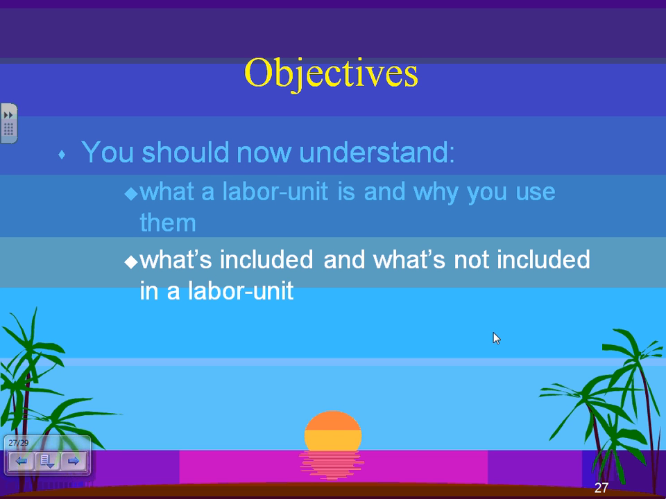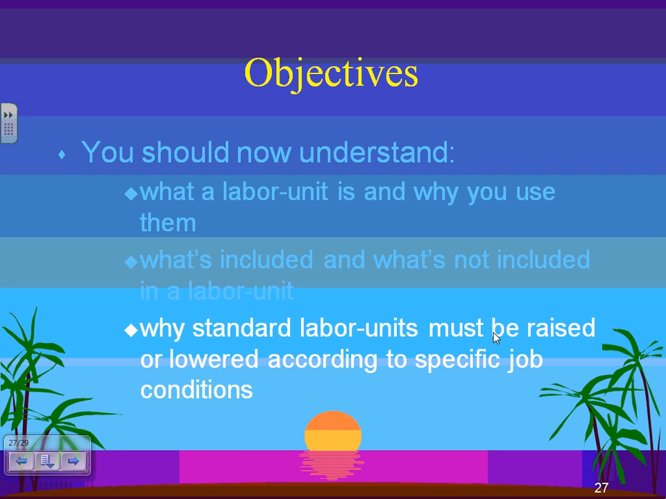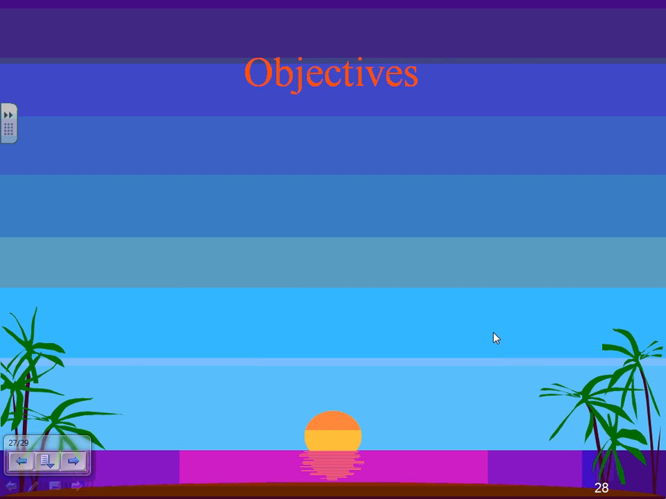What's included and what's not included in the labor unit? We listed the six things that are included, from installation, supervision, laying out and handling the material, and cleaning, and so forth. And what's not included, like busting walls and holes and so forth. A standard labor unit has to be raised or lowered based on the conditions. Feel free to agree or disagree with the percentages, but you agree with the concept. The harder the job, the more labor you have to add.